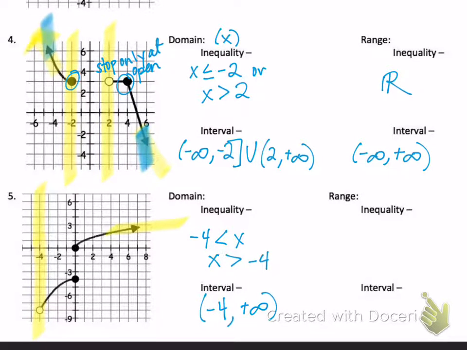Then we look at range. So I start at the bottom, then I take a break, there's a gap, then I start up again, and I go on forever.